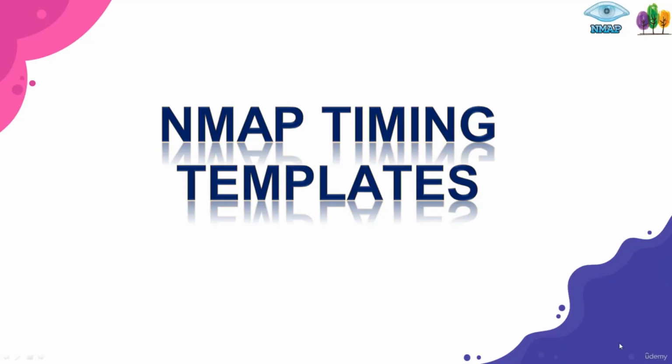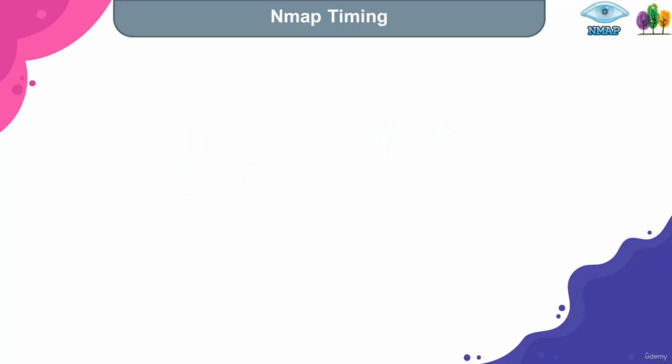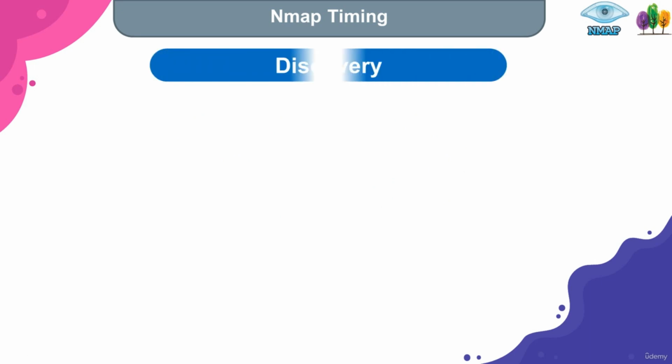NMAP timing templates. In scanning on these networks, our goal, of course, is to make discoveries as soon as possible without being noticed. This discovery identifies to us the computers and ports that may be open. The next step is to obtain the necessary information. Now, our biggest obstacle when scanning, of course, is security systems. But NMAP offers different alternatives for scanning without being caught in security systems.